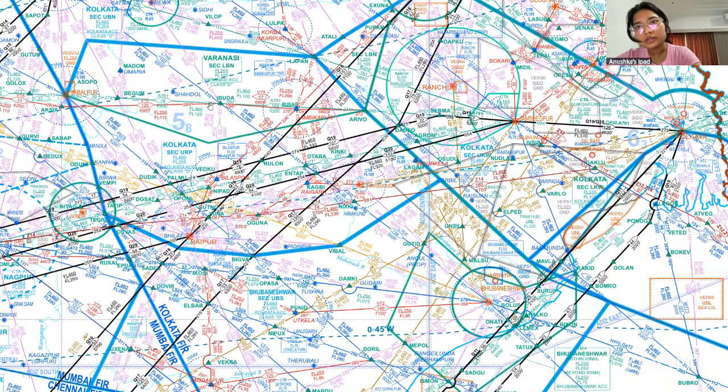Check the color as well. The color should match the color of the route. The color of what is written should match the color of the route.